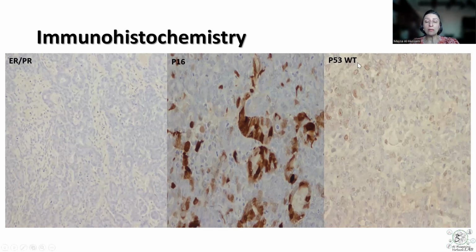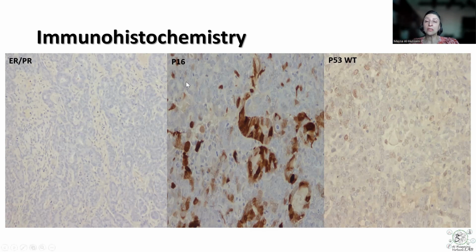P53 showed a wild-type staining pattern. What do we mean by wild-type staining pattern? There is mosaic staining. Some of the tumor cell nuclei are negative, others are positive, and of those which are positive, some are weak, some are stronger. Now, this appearance would mean that the P53 is a normal pattern of staining. There is no mutation. It's not the abnormal pattern that we would encounter with serous carcinoma.